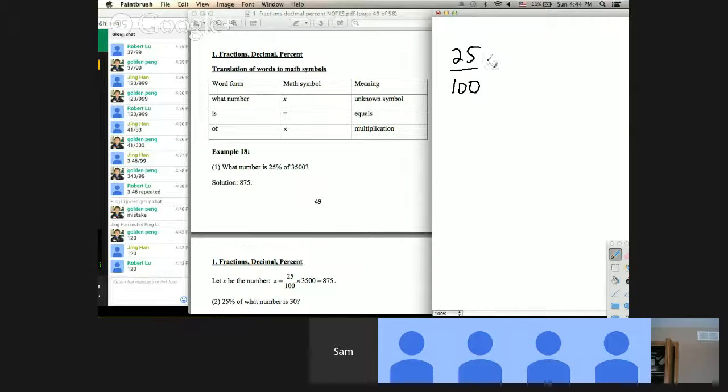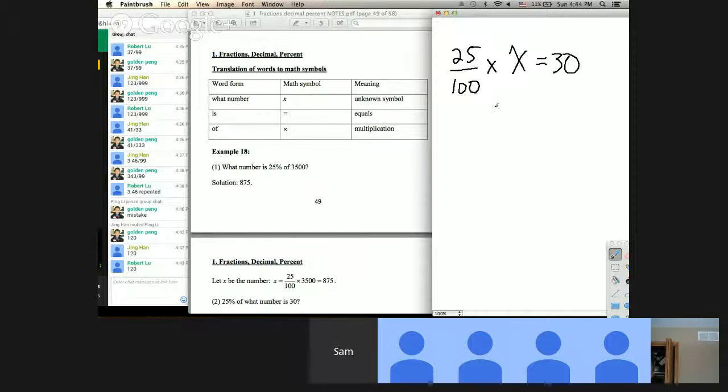So 25% of, and then what number is x. Is means the equal sign, then 30. So now we just interpreted these words into symbols: 25% of x is 30. Now this is relatively simple and easy to solve.